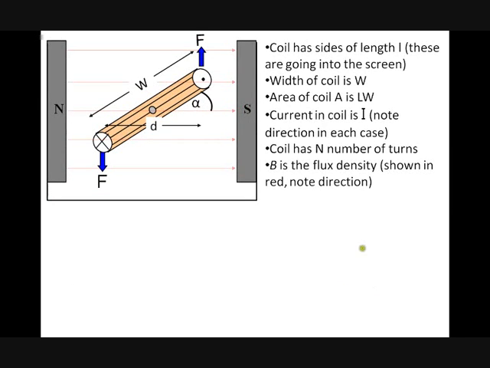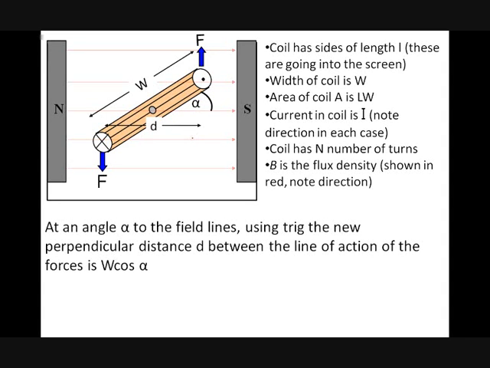This is the same idea, all the same quantities, but now our motor has turned. Notice that the force is still upwards and downwards on this side, but we have now got a different perpendicular distance between the two sides. It's no longer W. The perpendicular distance between the two forces is now D. At an angle, I've just called this alpha, this angle's alpha to the field lines.